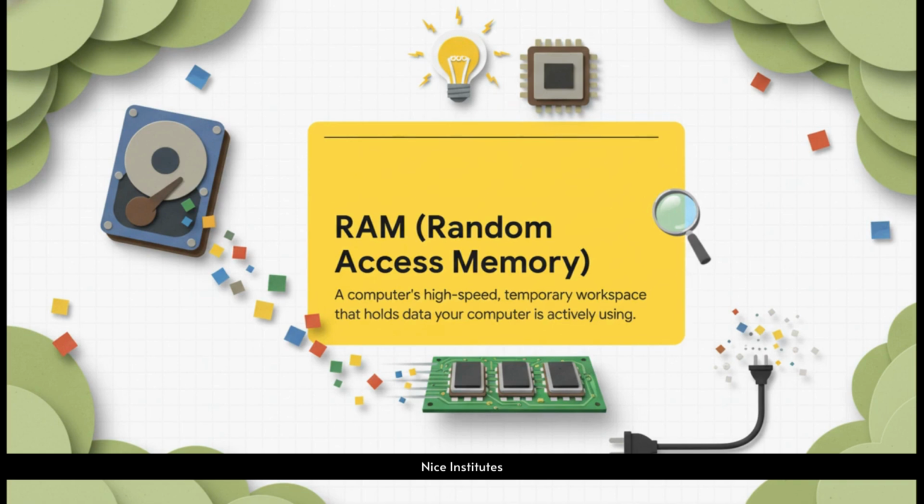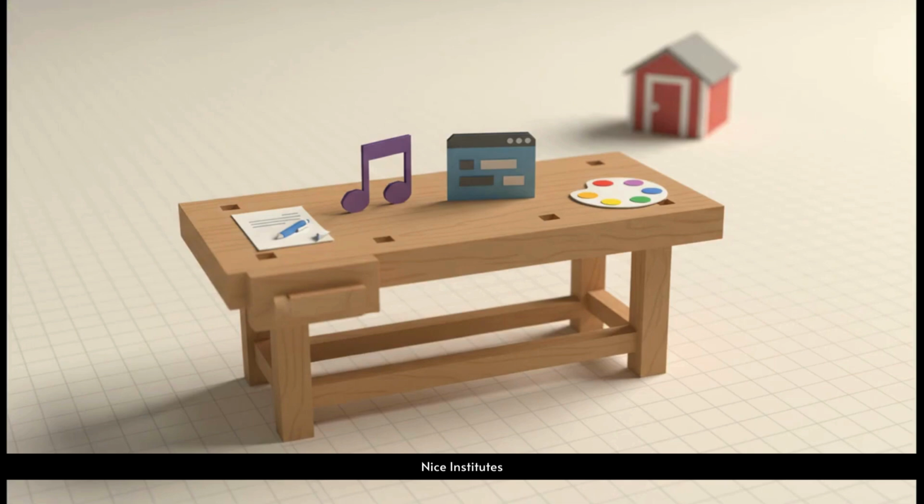But here is the catch. It's temporary. The technical term is volatile, which really just means when you shut down the power, poof, that whole workspace gets wiped clean. The best analogy I've ever heard for this is a workbench.